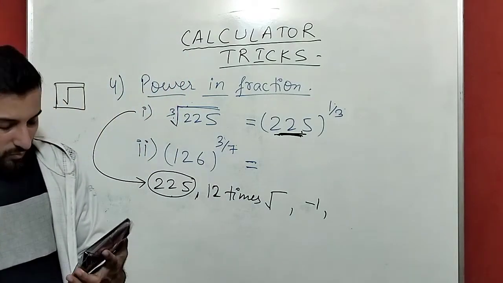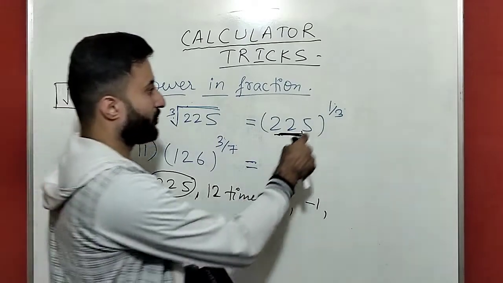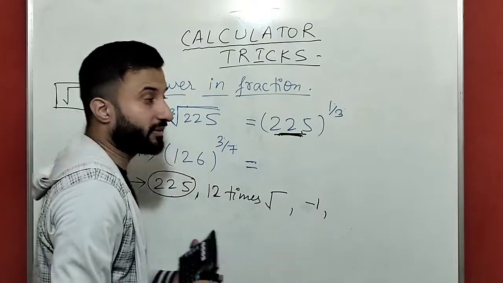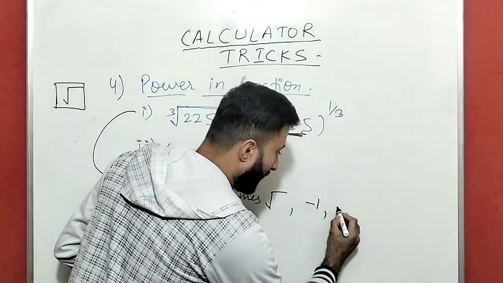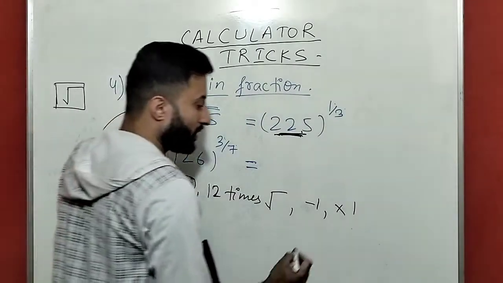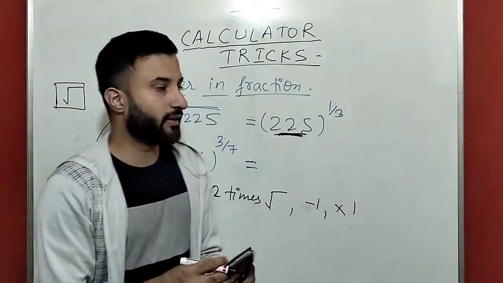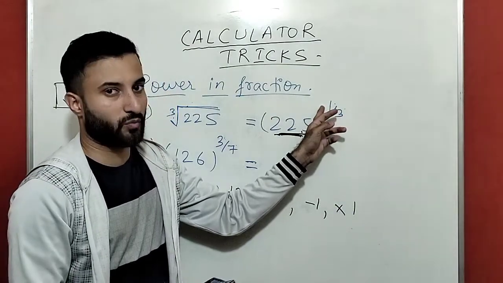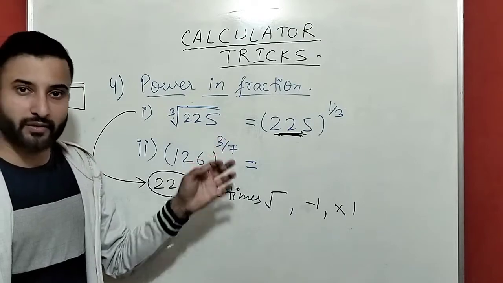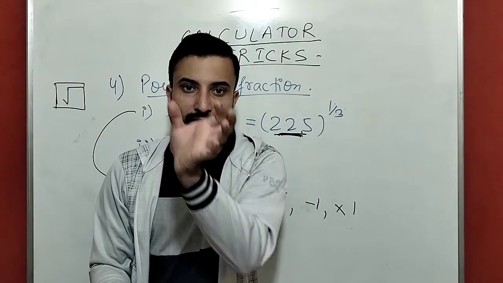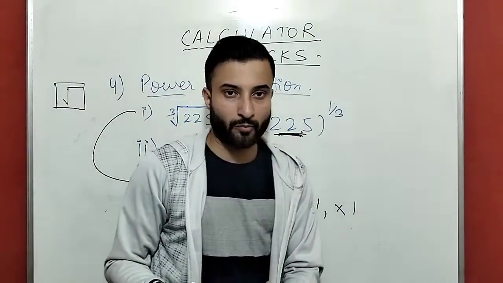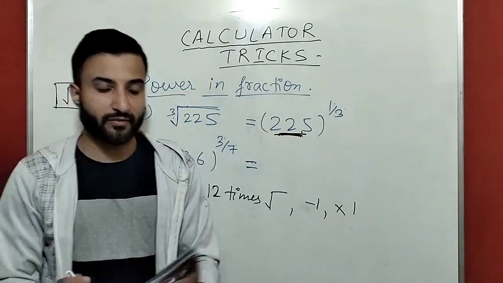Okay, then after that, check out the power. Power is 1 by 3. 1 by 3 means we will multiply with 1. Same here, if it is 3 by 7, we will multiply with 3. We will multiply with the numerator and we will divide with the denominator. So same like that we have to do.